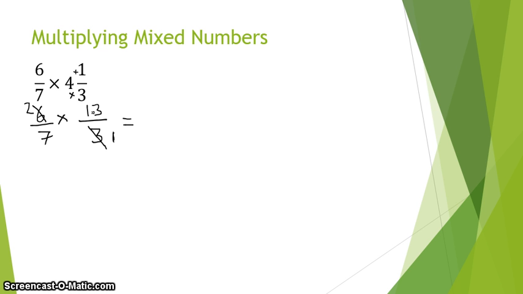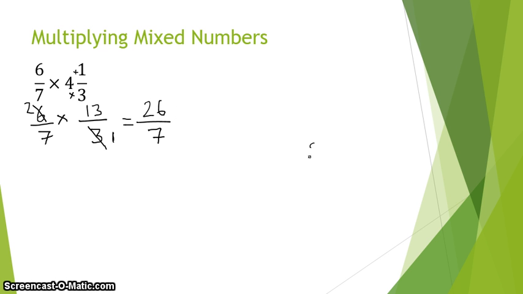Instead of doing 6 times 13, now I'm only going to do 2 times 13, which is 26. That's easy enough to do in your head. And then 7 times 1 is 7. And the last thing you have to do is turn this into a mixed number. You don't want to keep it improper.